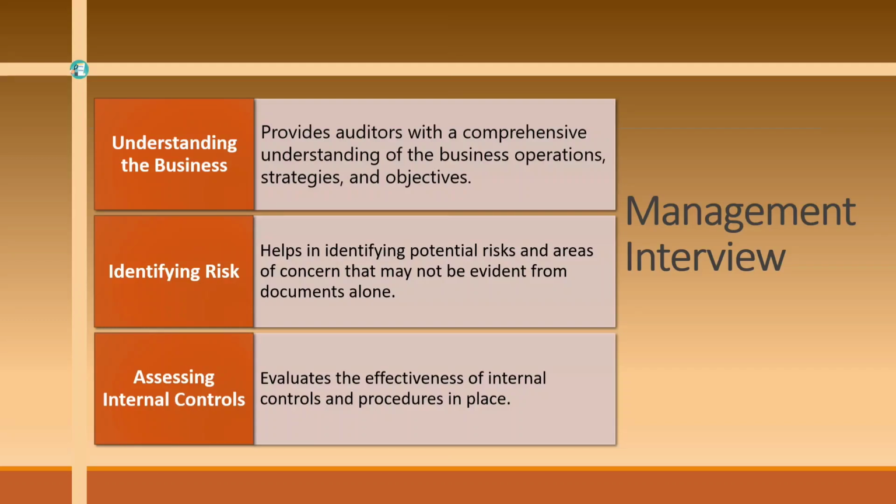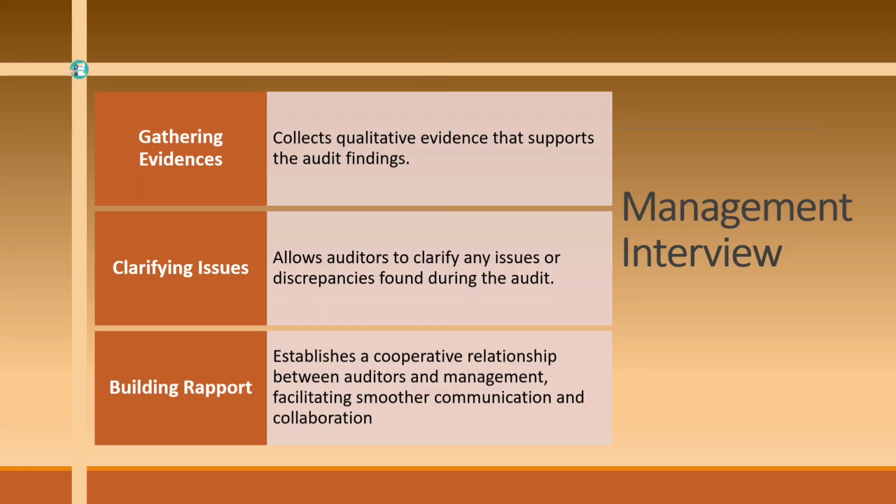Assessing internal control evaluates the effectiveness of internal controls and procedures in place, how the factory manages and controls their processes and activities. Gathering evidence collects qualitative evidence that supports the audit findings, which could not be found from the documents and processes. Clarifying issues allows the auditor to clarify any issues or discrepancies found during the audit, thus helping in concluding the audit findings. Building rapport establishes a cooperative relationship between the auditors and management, facilitating smoother communications and collaboration.